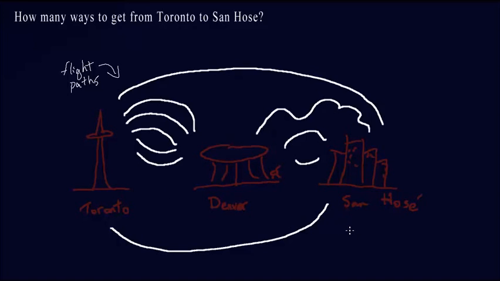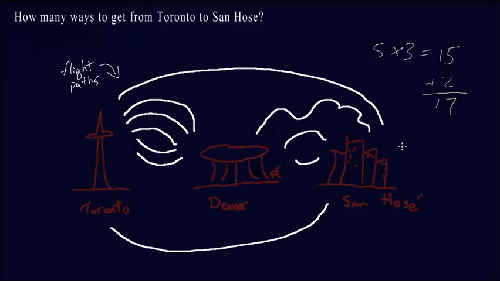In this case, we should first ask ourselves, can we apply the fundamental principle right away? How many ways are there to go from Toronto to Denver? 1, 2, 3, 4, 5. 5 ways. To go from Denver to San Jose, 3 ways. So that's a total of 15 ways. And don't forget, there are 2 ways that you can go from Toronto directly to San Jose. So that would be 15 plus 2 for a total of 17 ways to go from Toronto to San Jose.